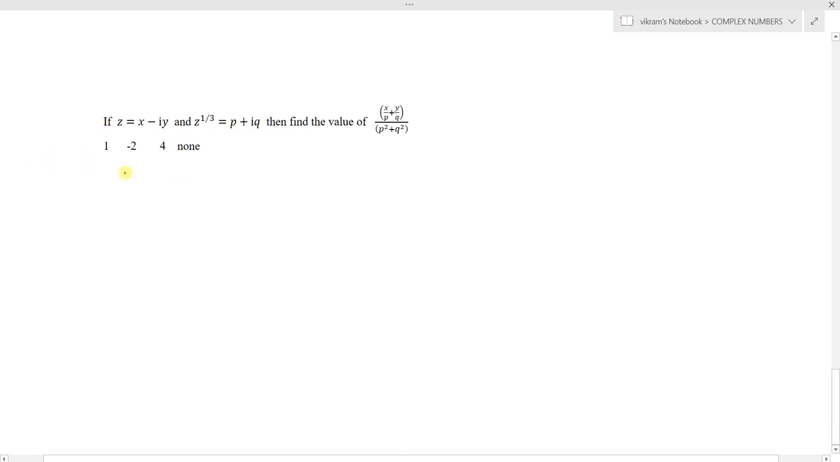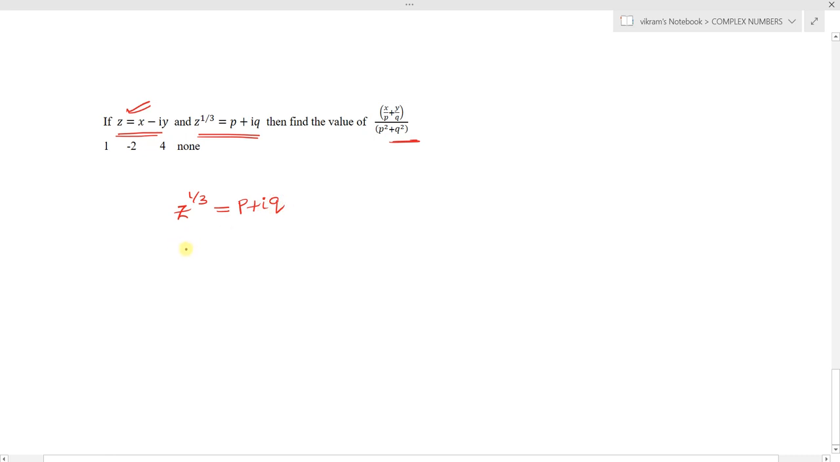Question: if z equals x minus iy and z power 1 by 3 equals p plus iq, then find the value of (x by p plus y by q) by (p square plus q square). So he has given the condition that a complex number z equals x minus iy, and another condition z power 1 by 3 equals p plus iq.